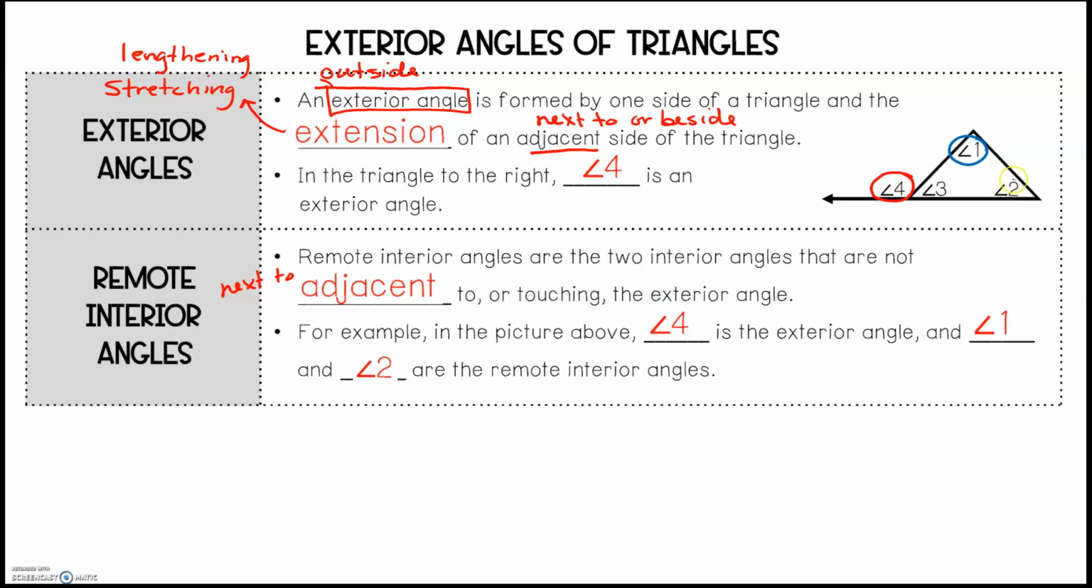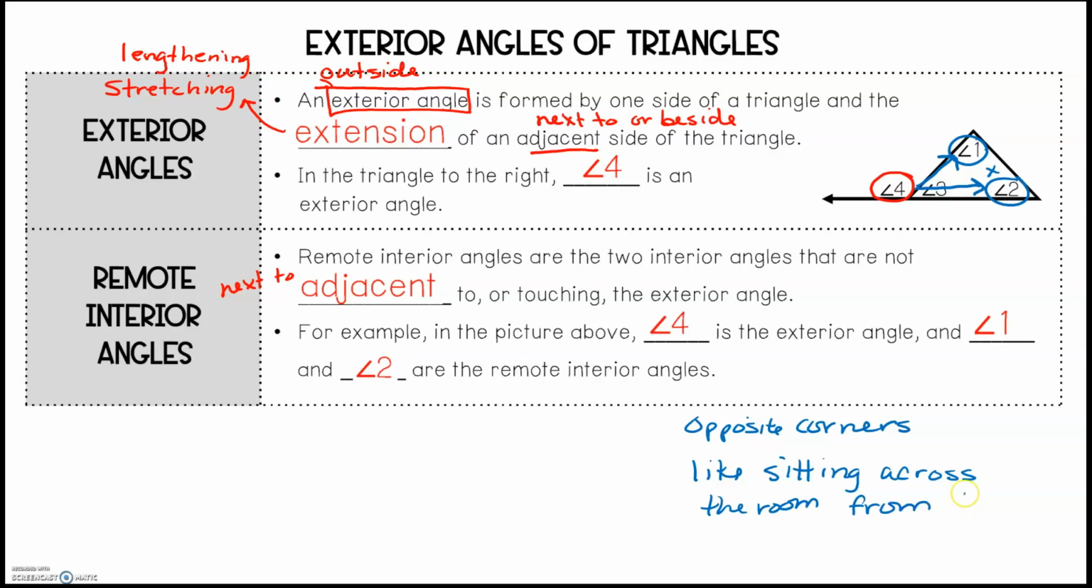Okay, so it's kind of like they're sitting in the corners on the other side of the room. Those are the angles that we're going to add together, and their sum gives us the measure of the exterior angle. Okay, so like I said, it's like opposite corners inside the triangle, like sitting across the room from the exterior angle.